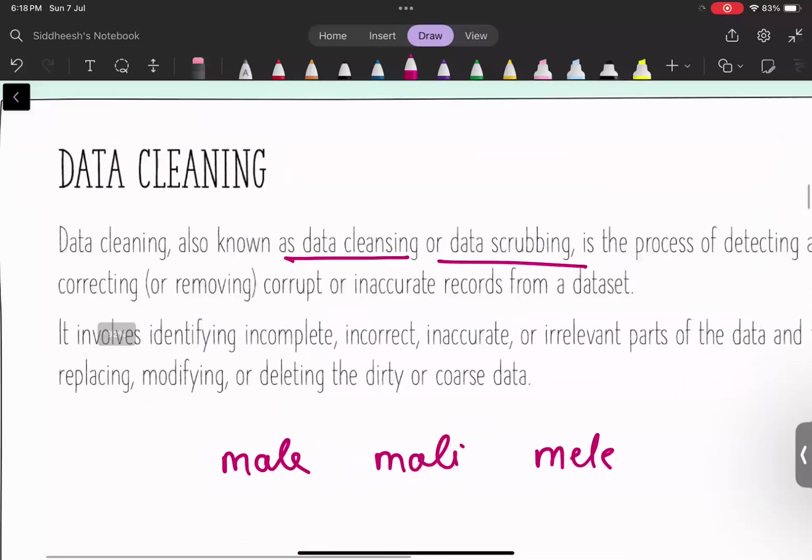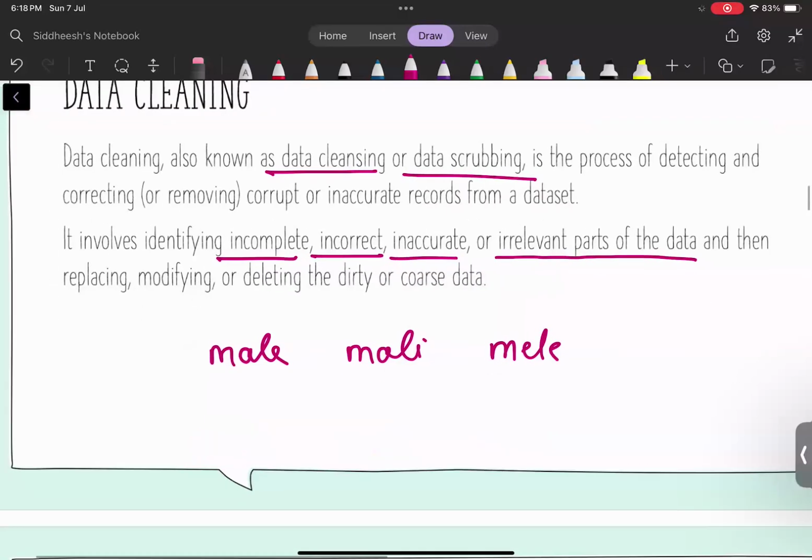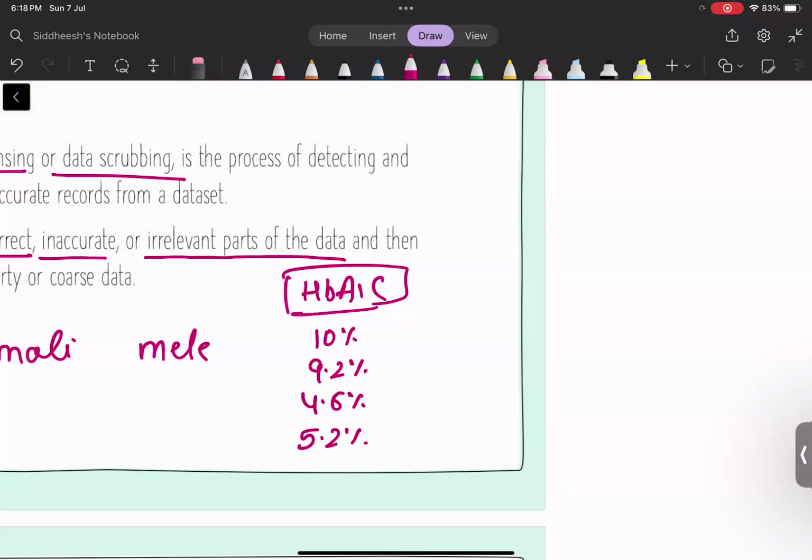Now, it involves identifying incomplete, incorrect, inaccurate, or irrelevant parts of the data and then replacing, modifying, or deleting the dirty or coarse data. Suppose we are doing one data collection in which I am trying to get the HbA1c level, correct? So you will write for each patient the HbA1c level you are getting. Suppose you are getting around 10%, you got 9.2%, you got 4.6%, you got 5.2%, correct? So HbA1c will always be in percentage, so you are reporting percent for every category.